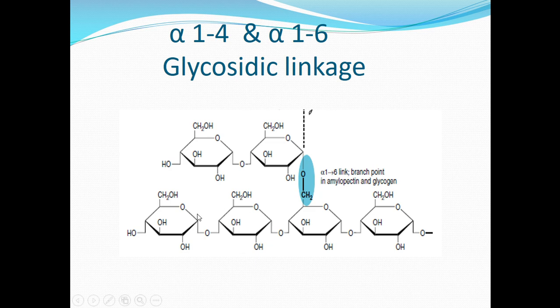Here you can see the 1,4 glycosidic linkage and the 1,6 glycosidic linkage. The glucose molecules in straight chains have alpha-1,4 glycosidic linkage, and at the branch point, alpha-1,6 glycosidic linkage.